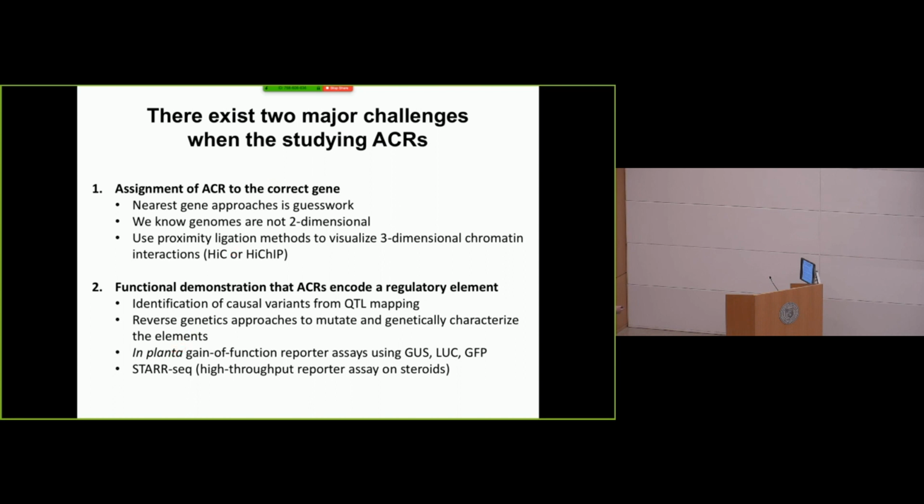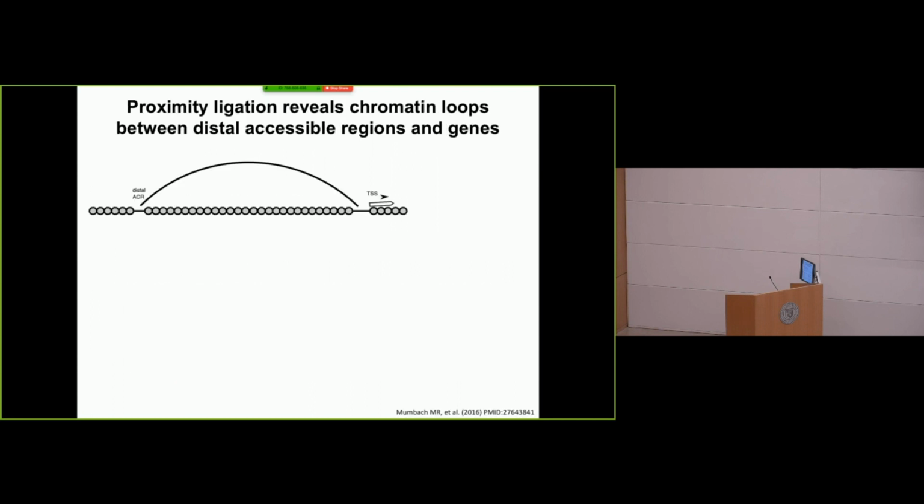Typically what we do in the plant community, actually many of us regardless of what we work on, is you think you find an important regulatory element, you stick it upstream of a reporter, and you ask, can it activate that reporter expression? So I'm going to show you a method that we first developed for use in Drosophila, and how we've applied that to the maize genome.